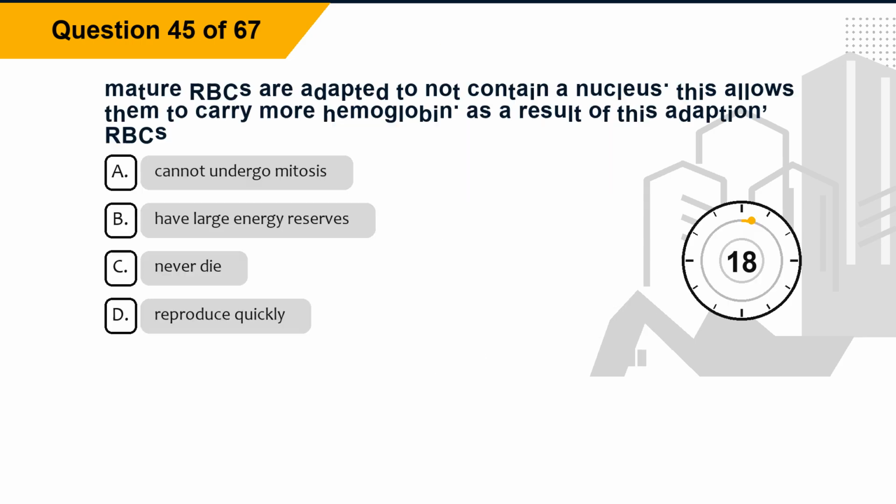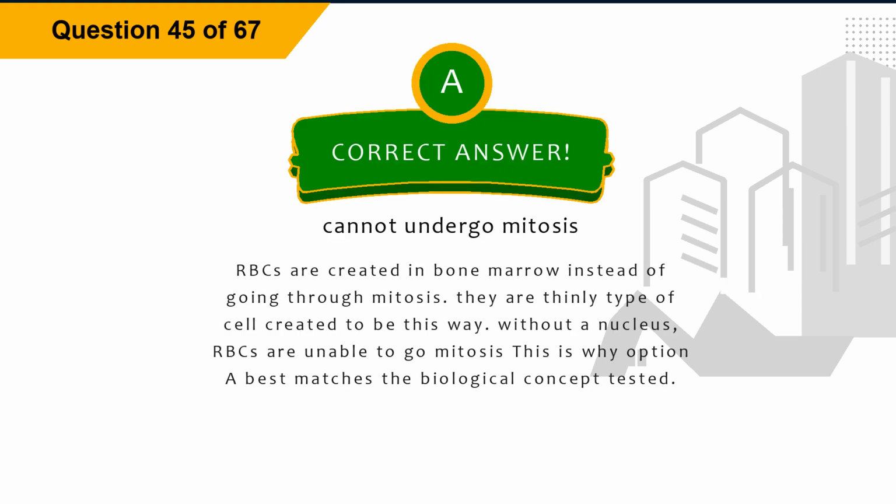Question 45. Mature RBCs are adapted to not contain a nucleus. This allows them to carry more hemoglobin. As a result of this adaptation, RBCs: Option A, cannot undergo mitosis. Option B, have large energy reserves. Option C, never die. Option D, reproduce quickly. The correct answer is option A, cannot undergo mitosis. Explanation: RBCs are created in bone marrow instead of going through mitosis. They are a type of cell created to be this way. Without a nucleus, RBCs are unable to undergo mitosis. This is why option A best matches the biological concept tested.